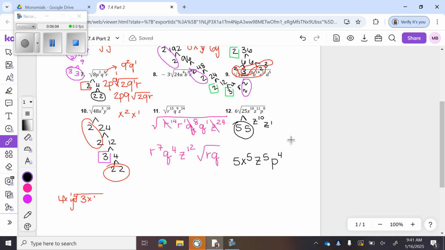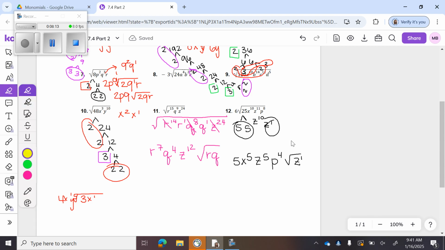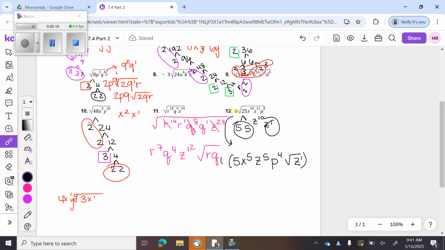So I got to think about what got left on the inside. Well, the only thing that got left on the inside is that z to the 1st. But one other thing I have to be careful of was this 6 that's hanging out right here. That 6 has got to come down and go on the outside of this entire expression. So now I'm going to do 6 times 5, which is 30, x to the 5th, z to the 5th, p to the 4th, square root of z.